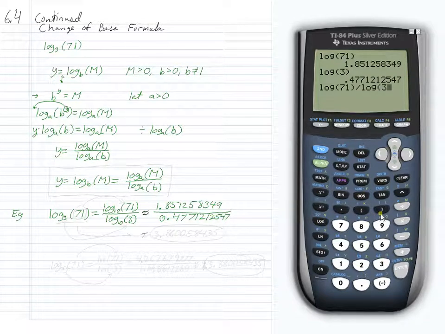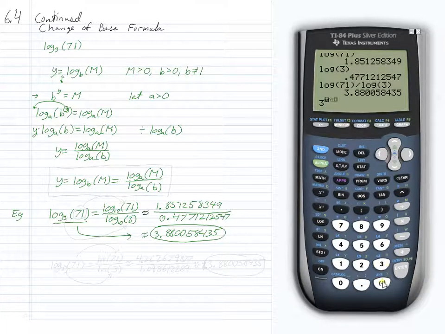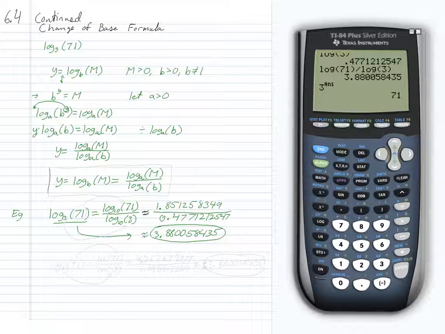The quotient evaluates to approximately 3.880058435. And that is our approximation of log base 3 of 71. So this final formula finally allows us to check all kinds of logarithms, no matter what my base.